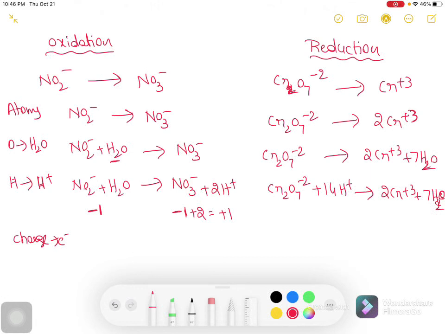And one more thing, blindly you can take: if it is an oxidation reaction, always we have to take electrons on the right side. If it is reduction, left side. Oxidation, right side. Reduction, left side. So minus 1, plus 1. Plus 1 is the higher value, so we have to add electrons on the right side. NO2 minus plus H2O gives NO3 minus plus 2H plus.